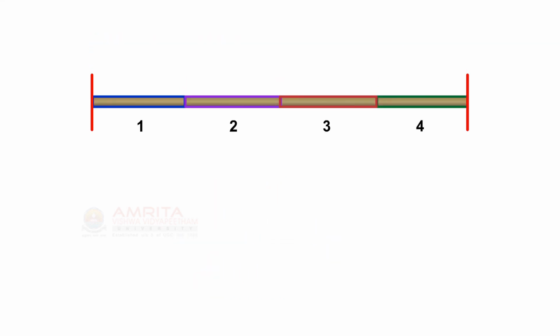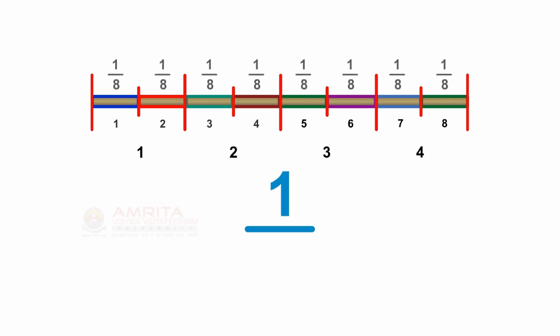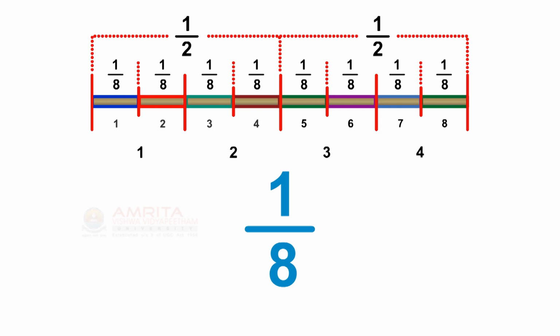Now if we were to divide each of the 4 equal parts further into half, we get a total of 8 equal parts. We already know that the fraction for each of the 8 equal parts will be written as 1 by 8. So we can also say that half of 1 by 4 is 1 by 8.